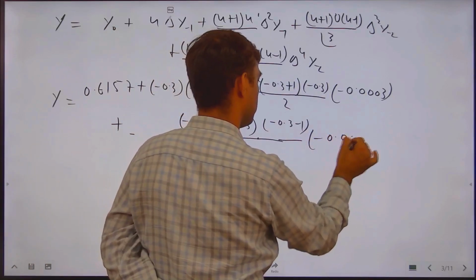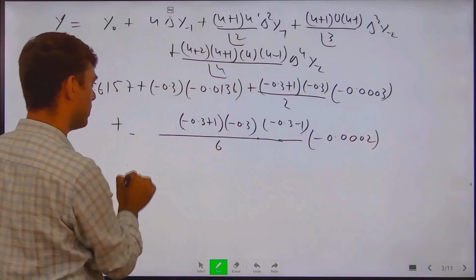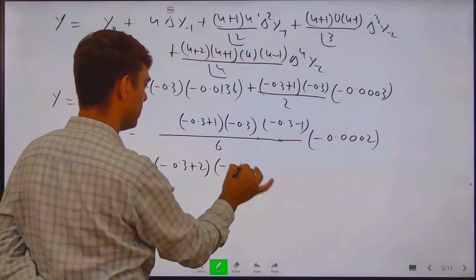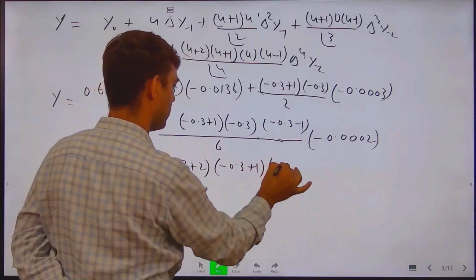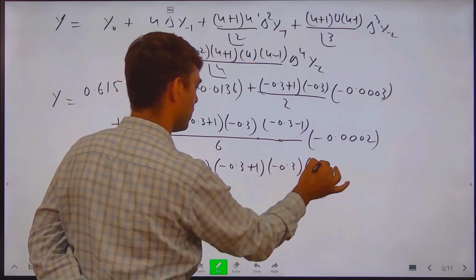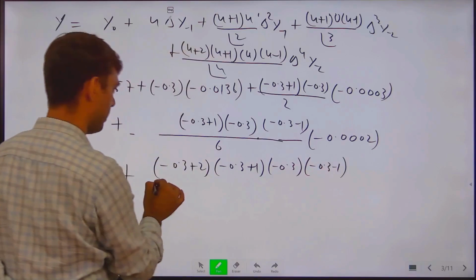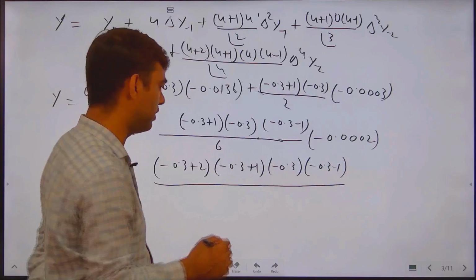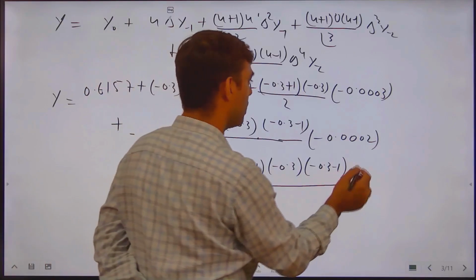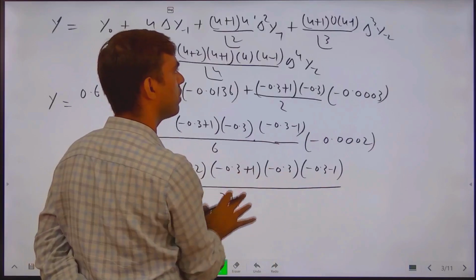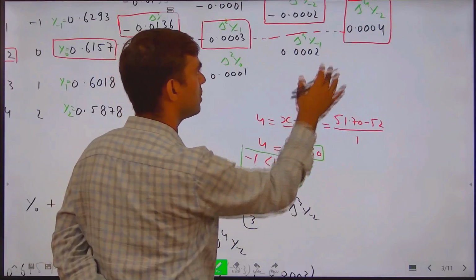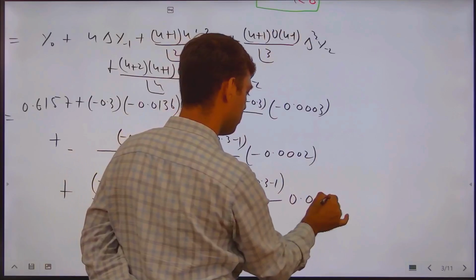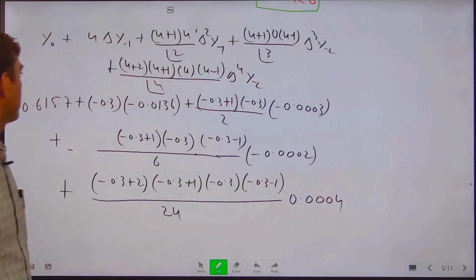minus 0.0002, and write another term: minus 0.3 plus 2, minus 0.3 plus 1, minus 0.3, into minus 0.3 minus 1, divided by factorial 4. Factorial 4 means 4 times 3 is 12, times 2 is 24, 24 into del 4 y minus 2. What is the value of del 4 y minus 2? Del 4 y minus 2 is 0.0004. So this one is 0.0004.